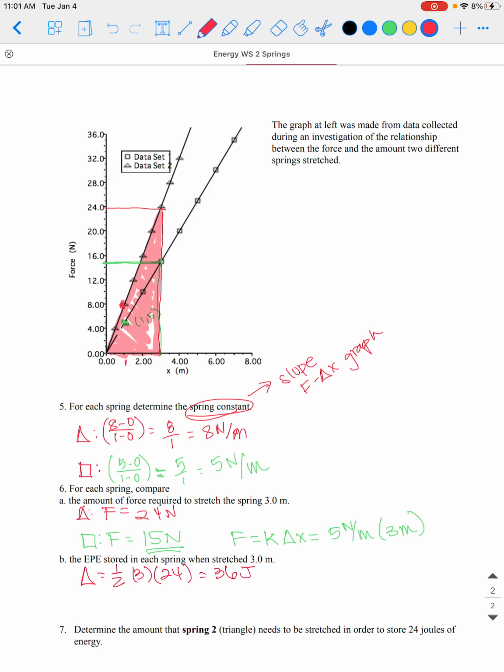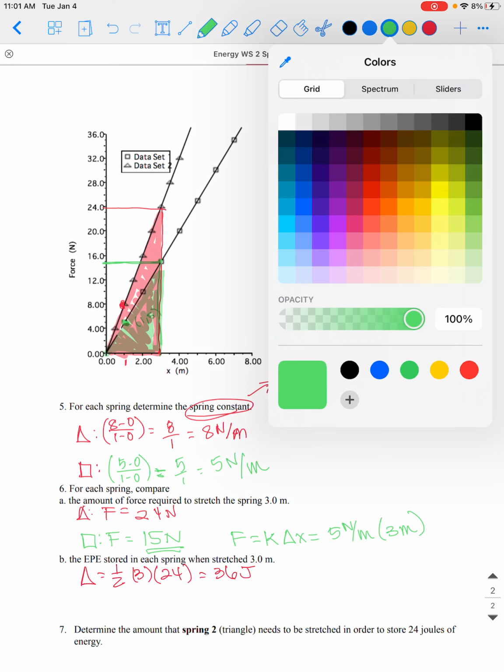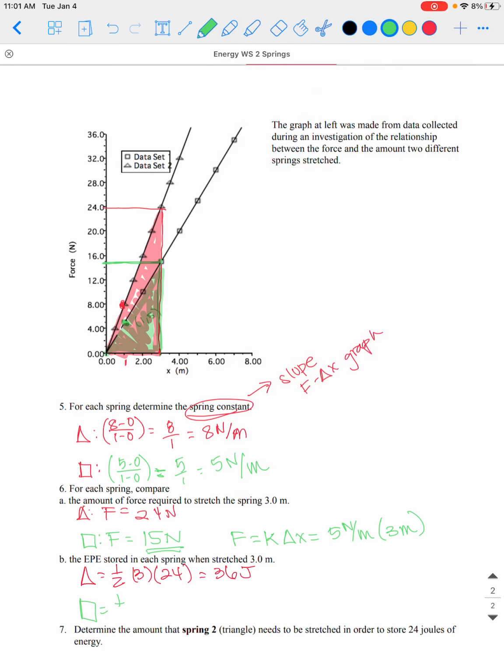And then for the square, I am going to do the same. It is also a triangle, a little bit smaller. So for that one, it is 1/2 base of 3 again, and a height of, we calculated this to be 15 newtons. And so the answer for that one would end up being 22.5 Newton meters, or you could call it 22.5 joules.